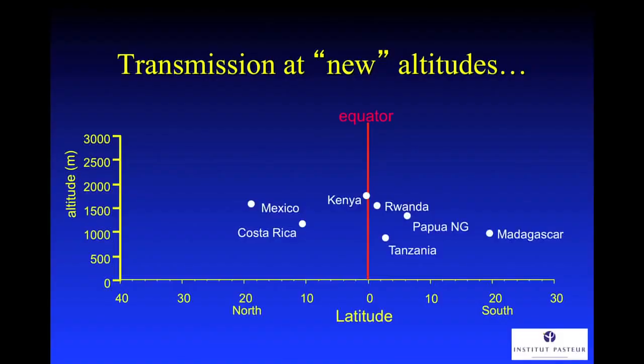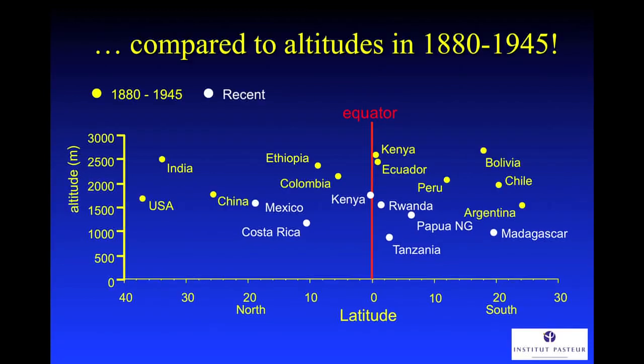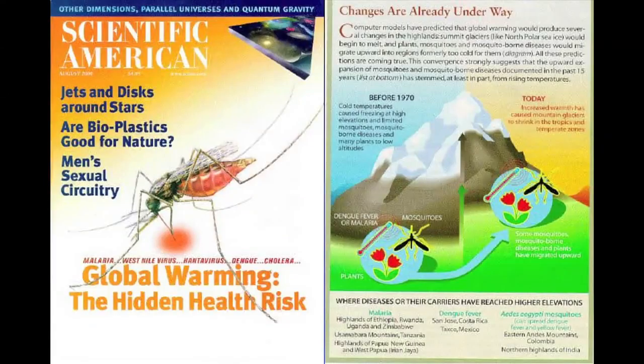My friend Paul Epstein published in The Lancet, a respected journal, all of these new altitudes where malaria was occurring because of global warming, the altitudes on the y-axis. And these are the historical limits to transmission that were published until 1945, so quite clearly nonsense. Here is a big Scientific American article in which he said the same things. Look at that mountain, and I will show you something later.